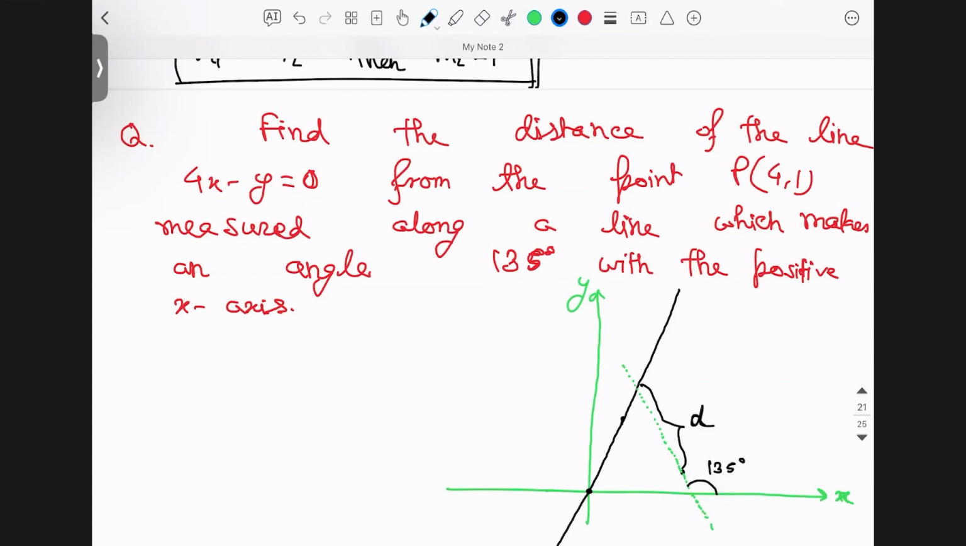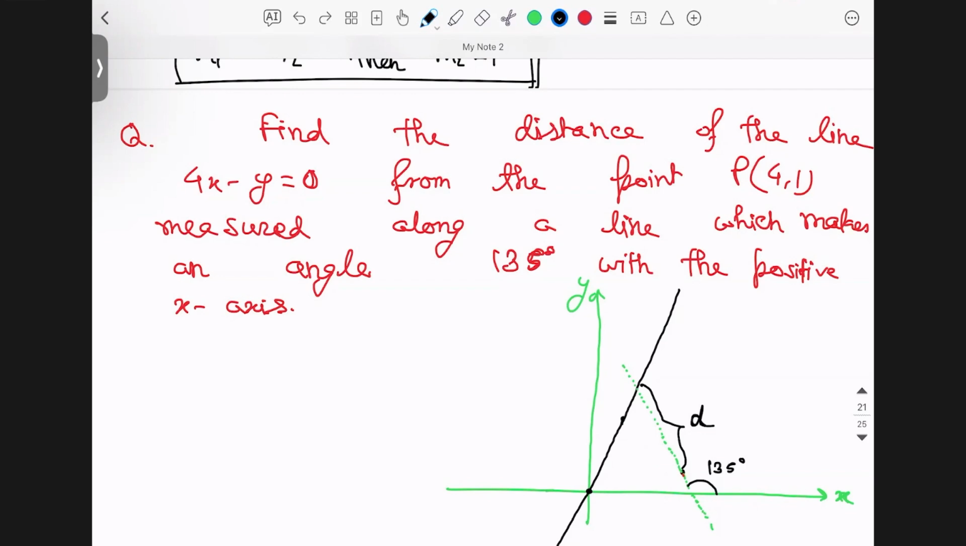Now the question is, can we use the formula of the distance, because we know the distance of a point from a given straight line? We have a particular formula. But the problem is that the formula gives the length of the perpendicular line from the given point. Here the question is along the straight line which makes an angle of 135 degrees. Then how can I solve this problem? So let us think.